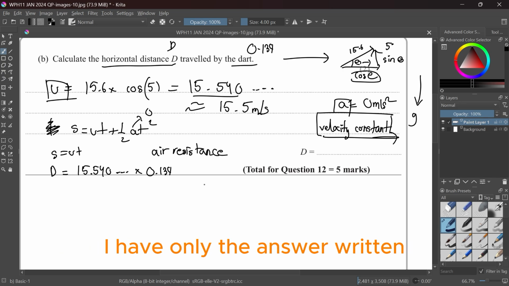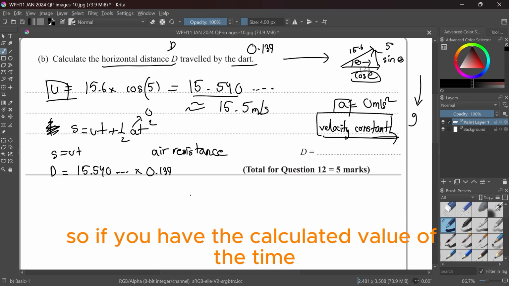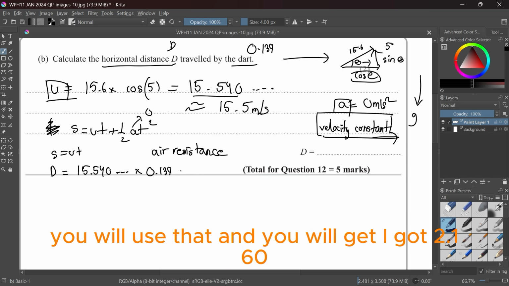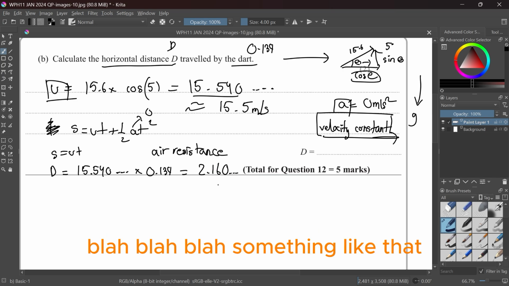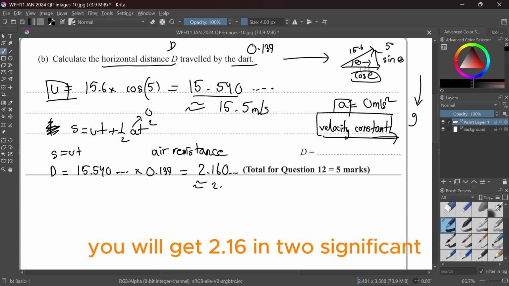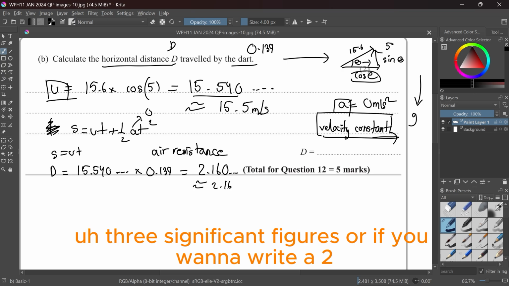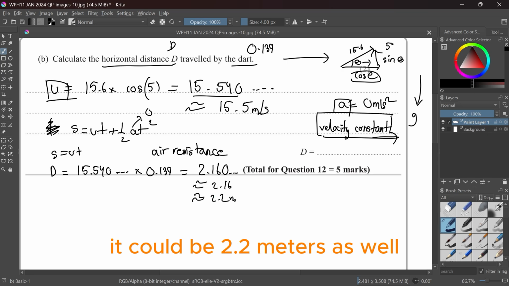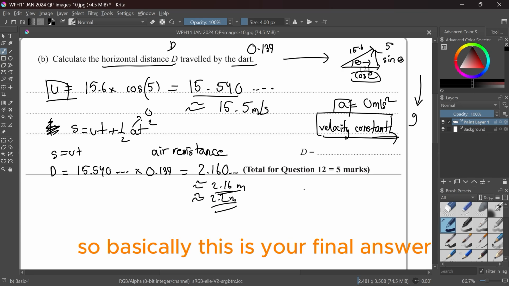I don't have the value written right now, I have only the answer written. So if you have the calculated value of the time, use that. Something like 0.138 blah blah. You will use that, and I got 2.160 blah blah, something like that. If you round it off, you will get 2.16 in three significant figures, or if you want, you can write it as 2, or it could be 2.2 meters as well. So basically this is your final answer.